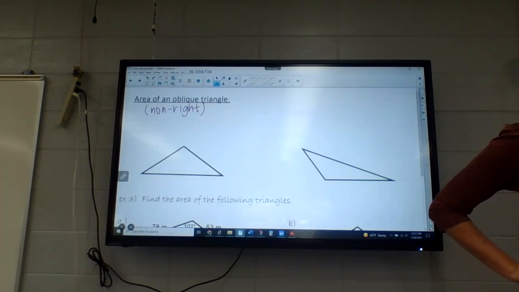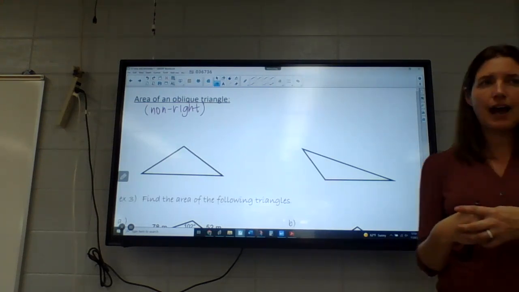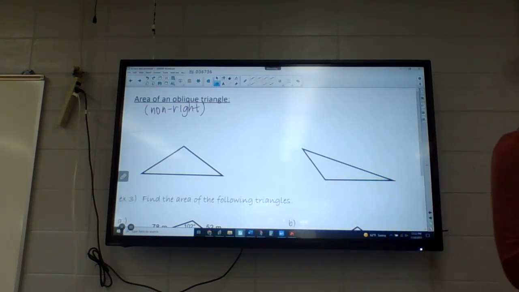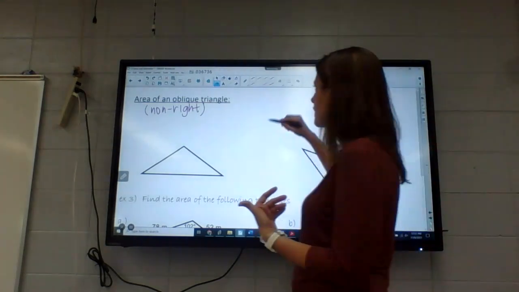All right. So the reason we need to do this is there are many times that they're not going to give you the base and height of a triangle. So we have to talk about what to do with our triangle if we don't have that information. If they give you the base and height, obviously I would just use base times height divided by 2. If they don't give you the base and height, this is where we're going to use this new formula.